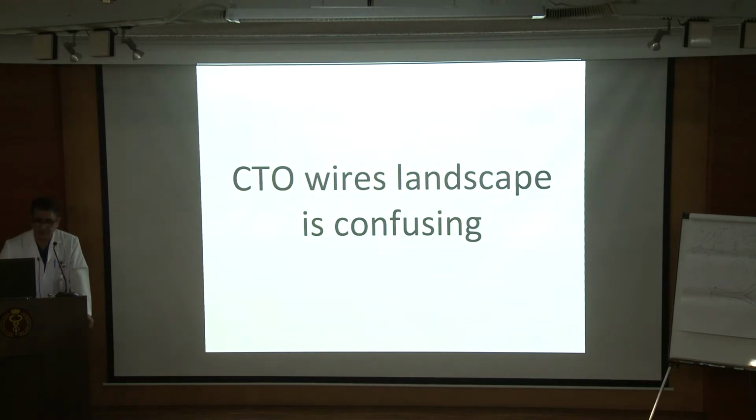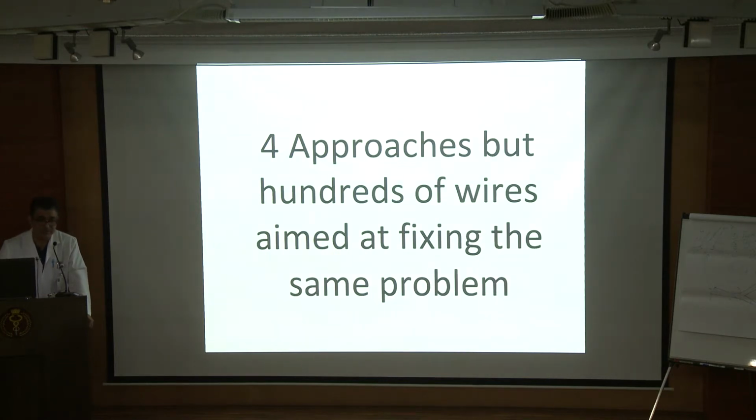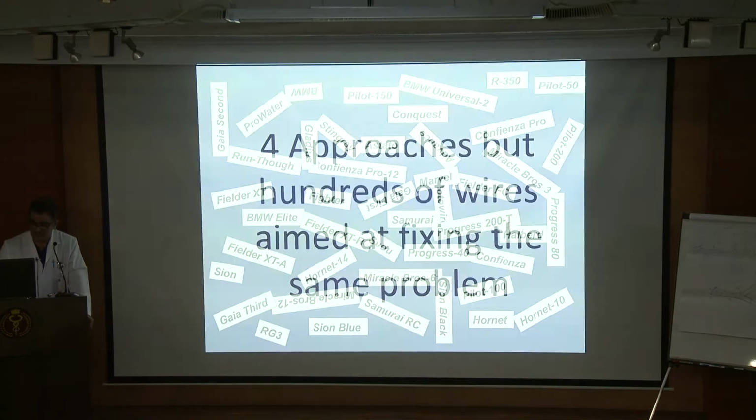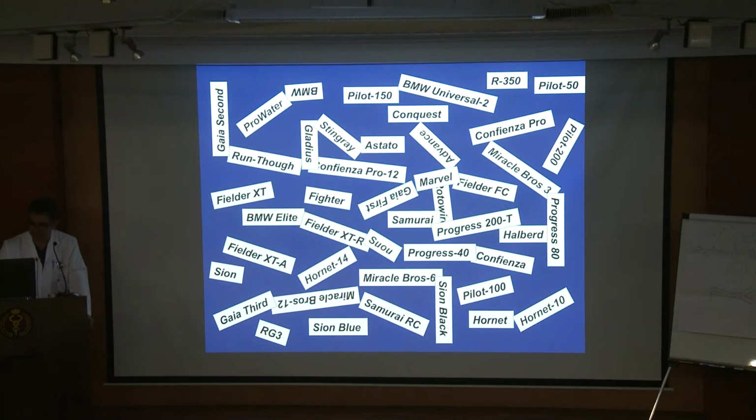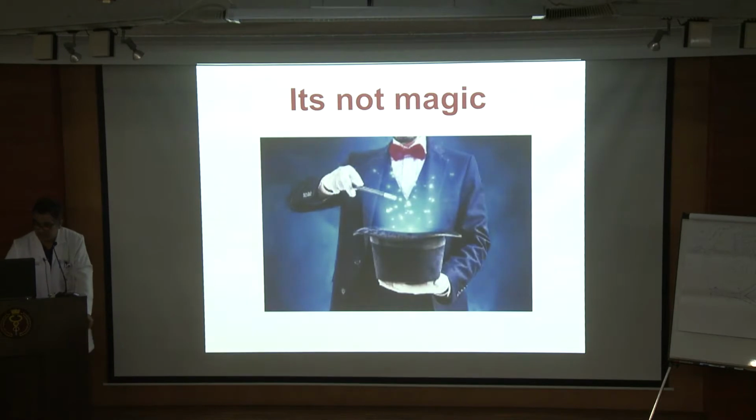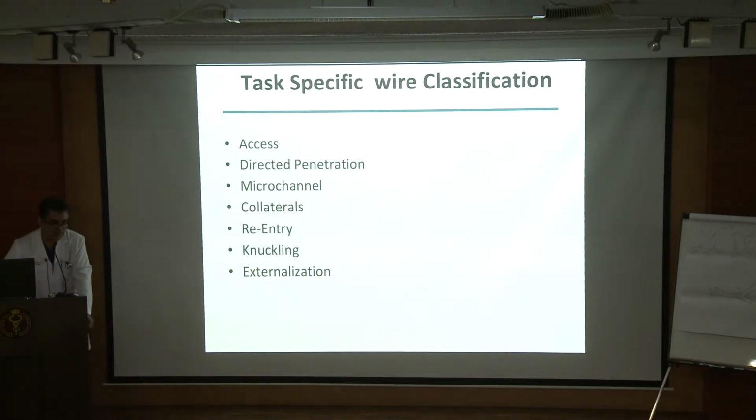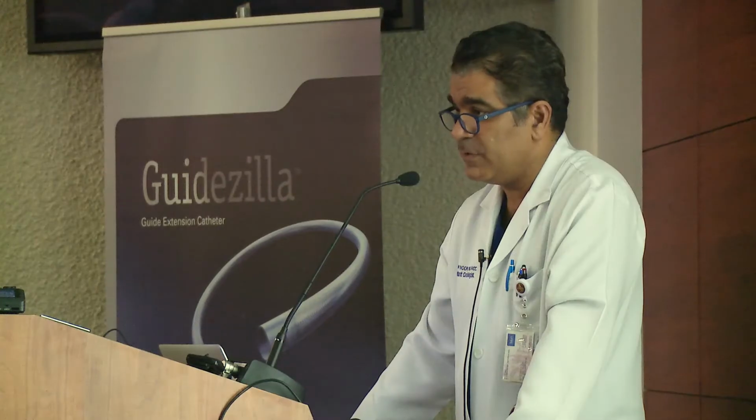As mentioned earlier, the CTO wire landscape is very confusing. We've talked about the different approaches: antegrade, retrograde, dissection, and reverse CART. There are essentially four major approaches, but with hundreds of wires, and it keeps growing. It's not magic, though. You have to think about wires from this perspective. I found it very, very useful, and there are different ways of looking into it.